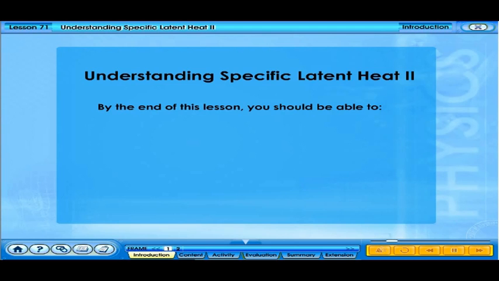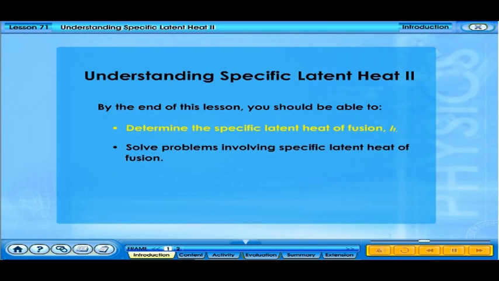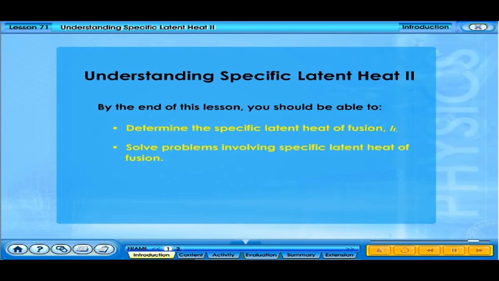By the end of this lesson, you should be able to determine the specific latent heat of fusion, LF, and solve problems involving specific latent heat of fusion.